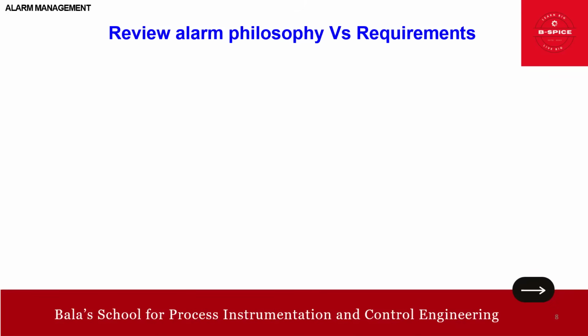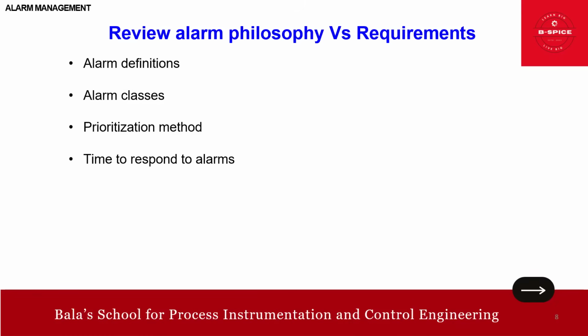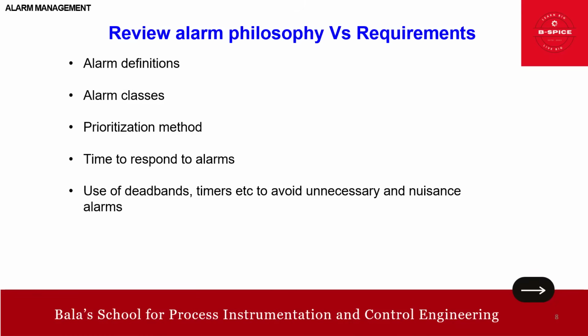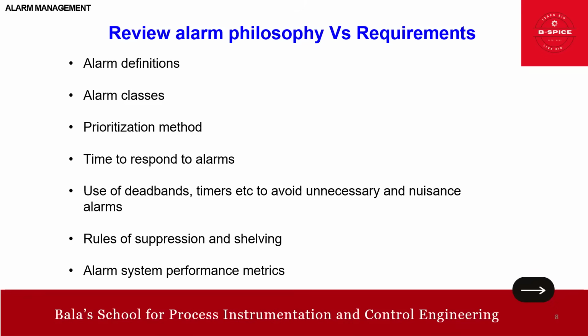So the following should be agreed by the team. What is that? Alarm definition. That is also covered in our earlier videos. Alarm classes we have covered. Prioritization method we covered in detail actually. Time to respond to alarms. That is also covered. Use of deadband, time. All these we had already covered. Rules for suppression, shelving and alarm system performance metrics. All we have covered. So these are the philosophy elements we should review versus your actual requirement.